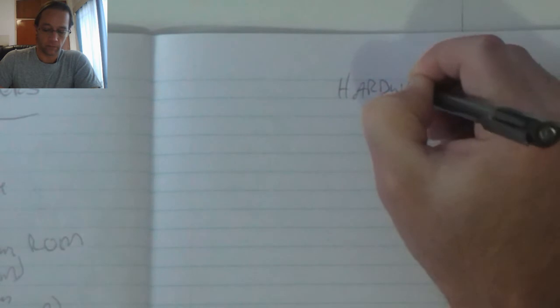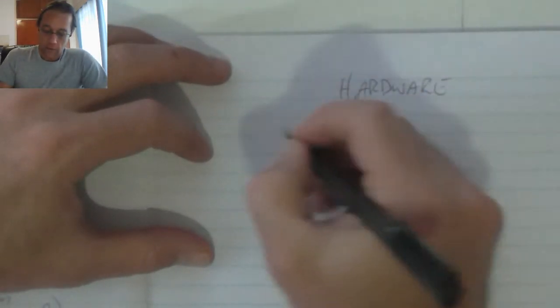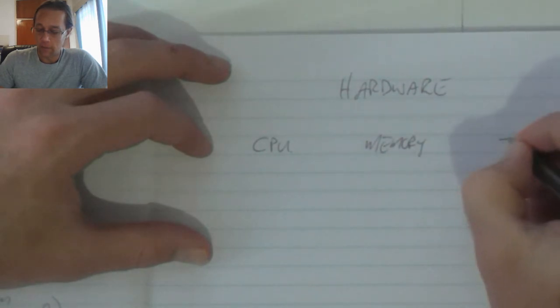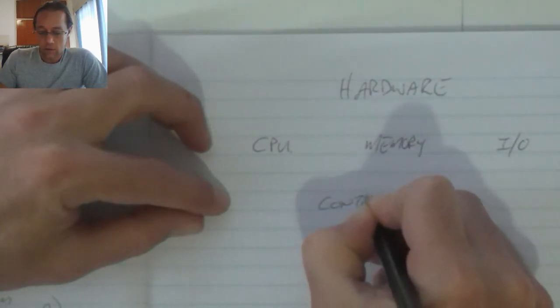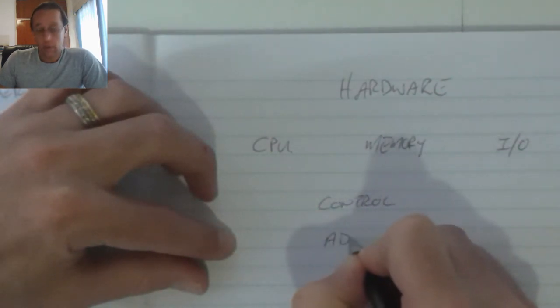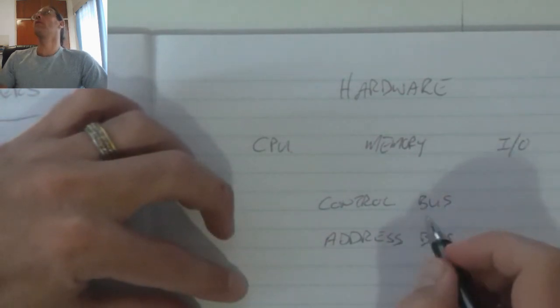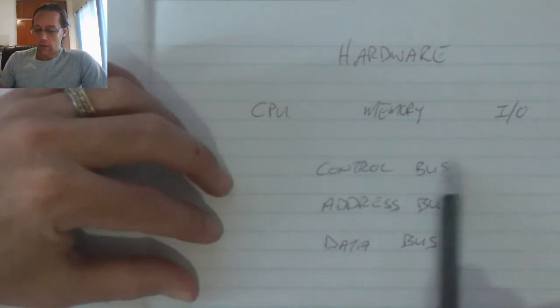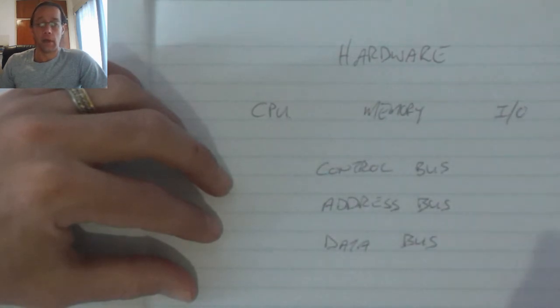The block diagram and the hardware of the microcontroller, as stated earlier, has the processor or the CPU, it has memory, and then it has the input-output peripherals. It has 3 buses, the control bus, the address bus, and the data bus. The buses are used for communication between the CPU, the memory, and then the input and the output.